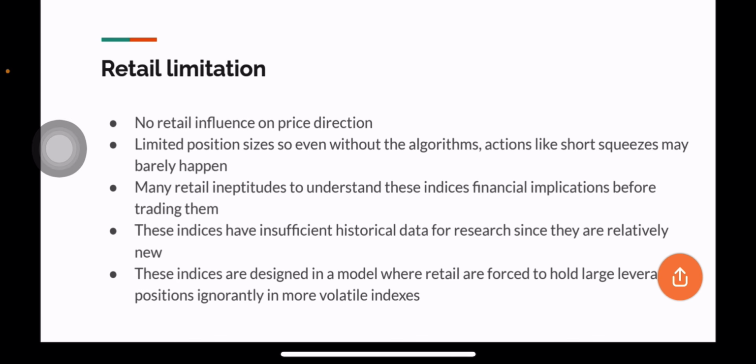Another retail trader would think, oh, this guy flipped $20 to $700 trading Volatility 75. I'm going to trade it, and then you see them jumping into this market and getting slaughtered. So they have inadequate knowledge of this market before they actually jump in. Then another limitation is insufficient historical data for research.